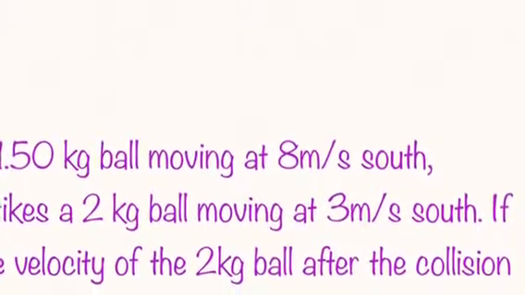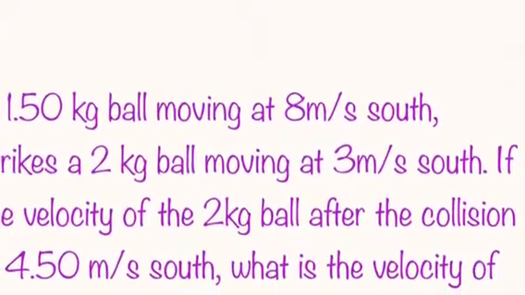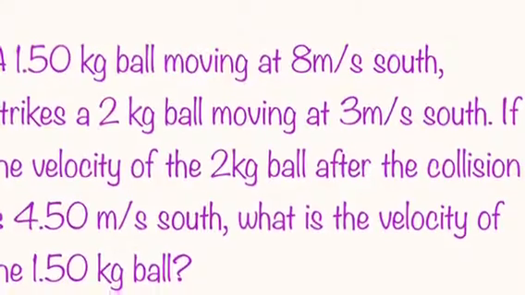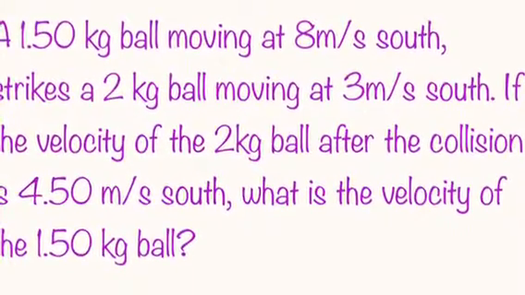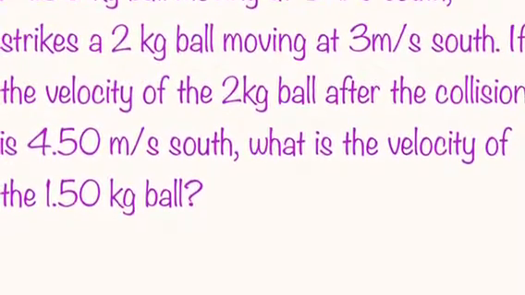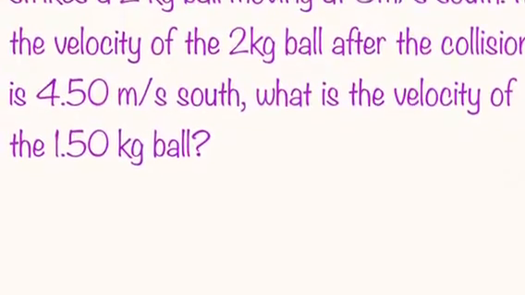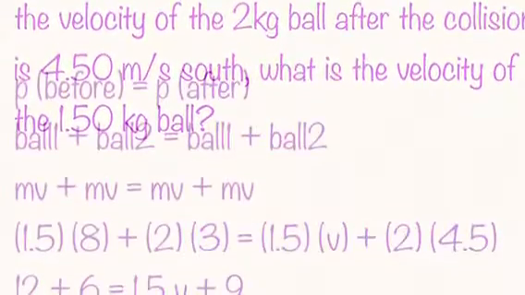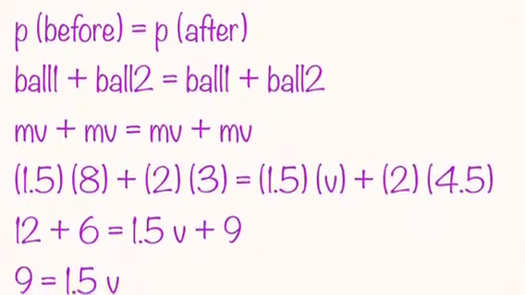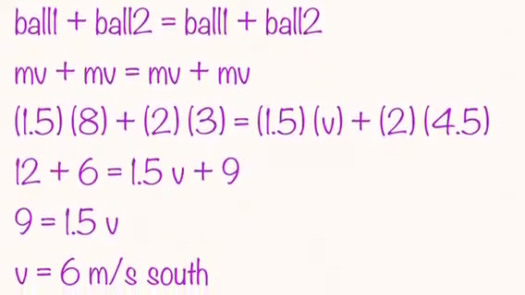Now let's try a practice problem. A 1.5 kilogram ball moving at 8 meters per second south strikes a 2 kilogram ball moving at 3 meters per second south. If the velocity of the 2 kilogram ball after the collision is 4.5 meters per second south, what is the velocity of the 1.5 kilogram ball? To solve this problem, you set up an equation where P before equals P after, and you find that velocity equals 6 meters per second.